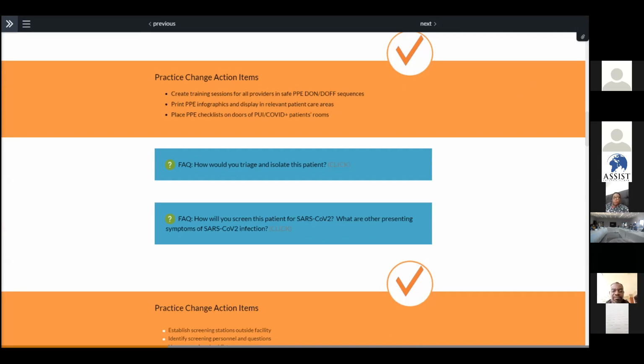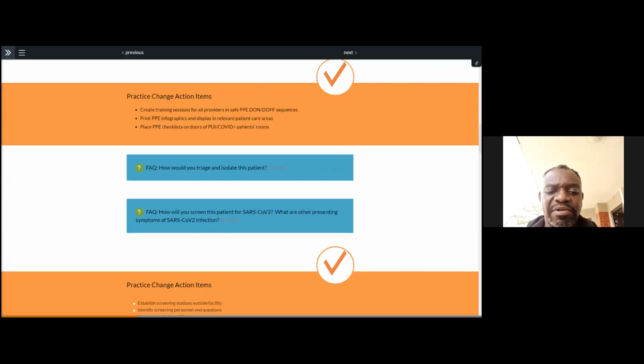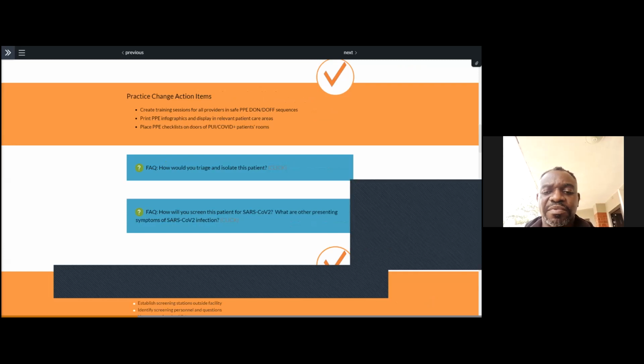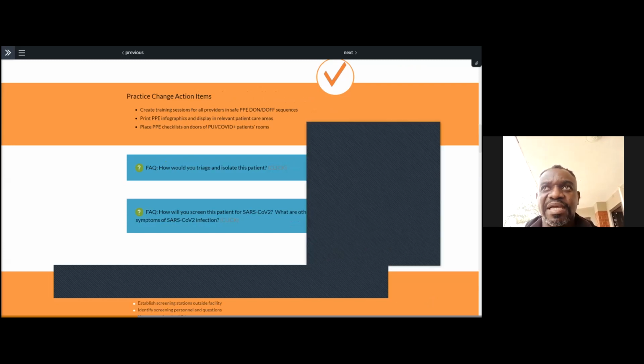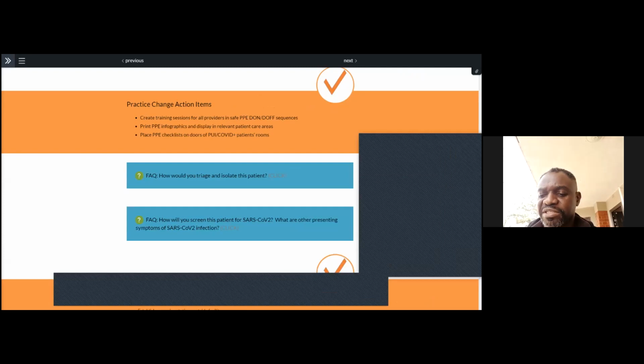Okay. So we're talking about how to isolate the patient. Basically, it's on how to triage this patient. So we would like to know if someone has done triaging before, and when you were doing it, what was it all about?